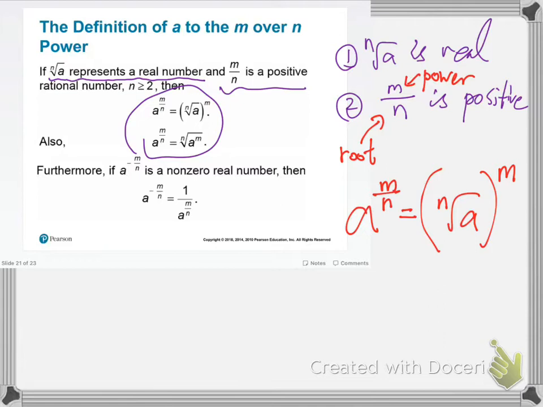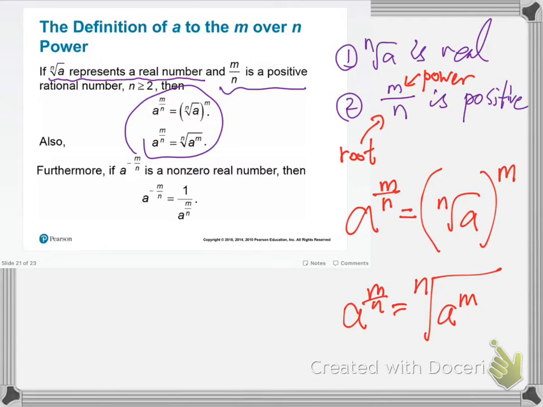In another order, you can also write a to the m over n as taking the power first: a to the m's power first, and then you take the nth root of that power. So there's no order in this definition. You can take the nth root first, or you can take the m's power first.